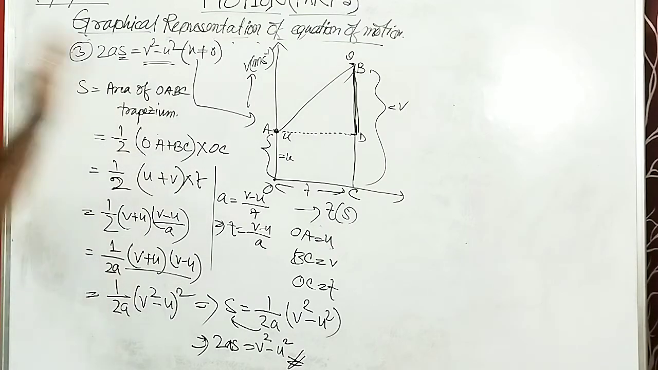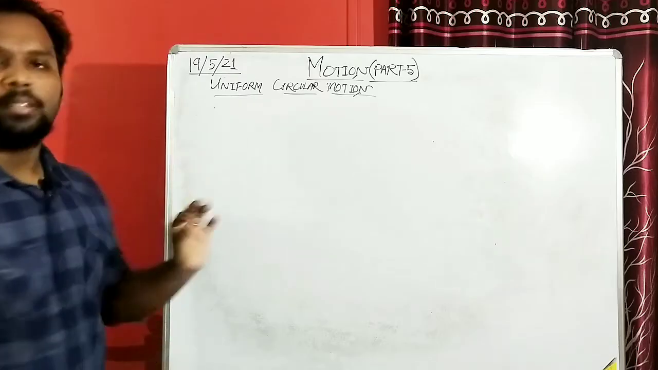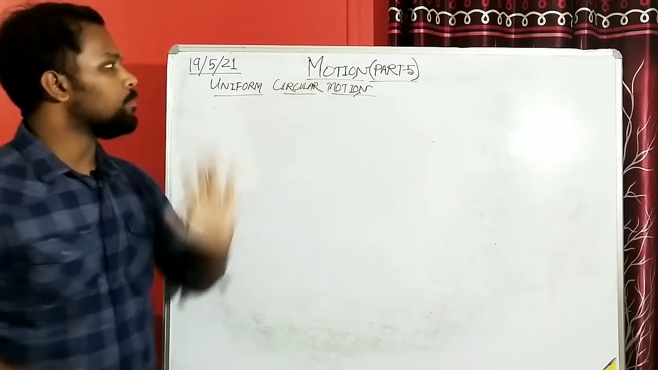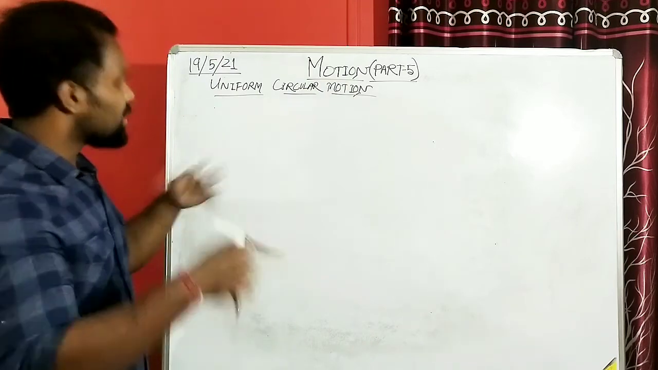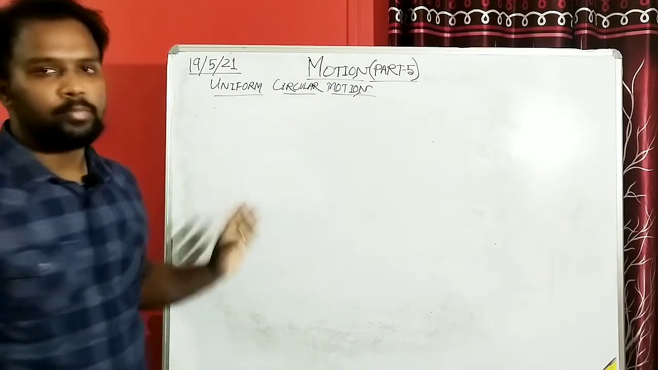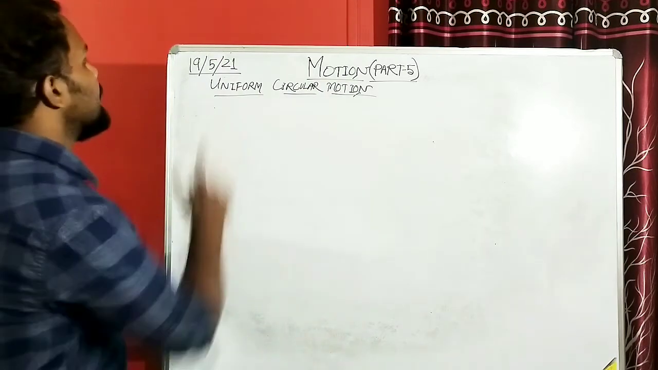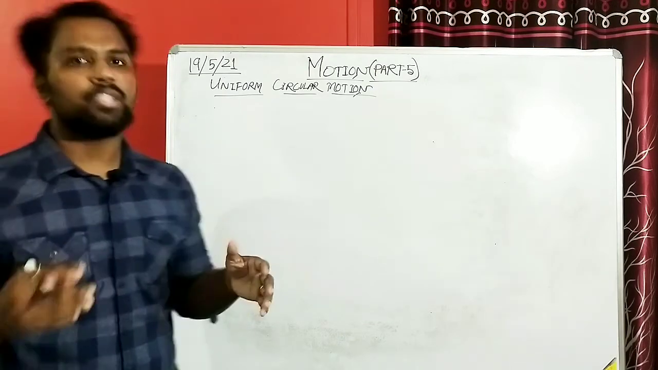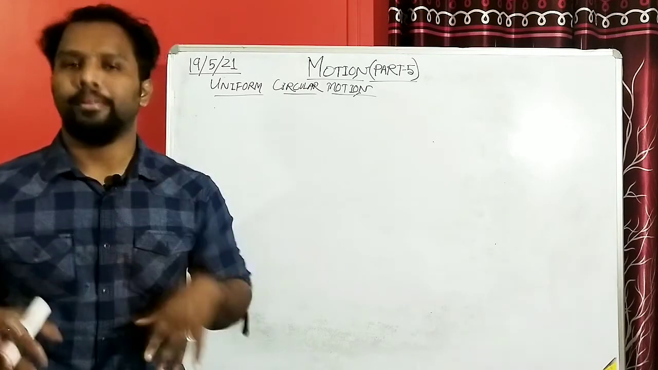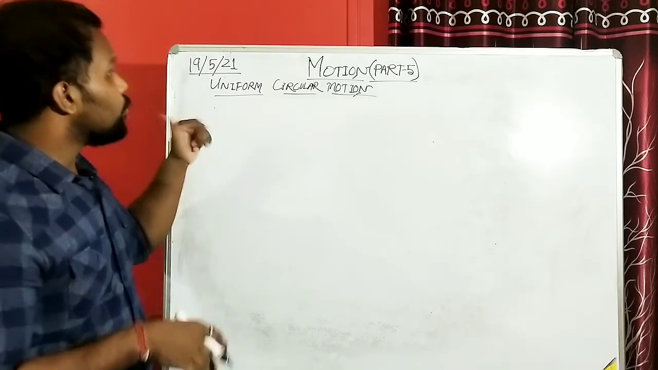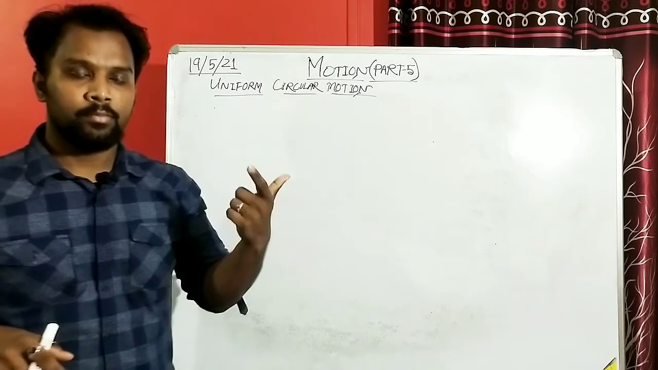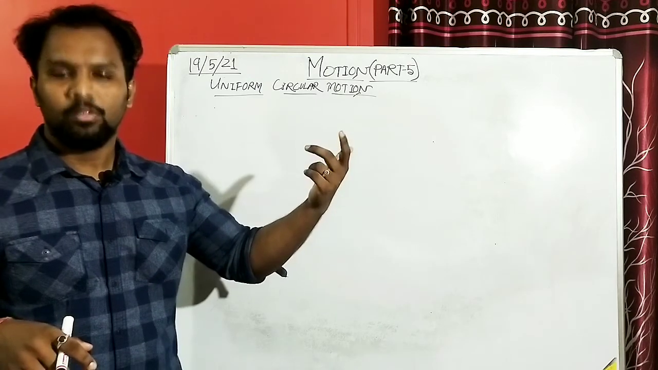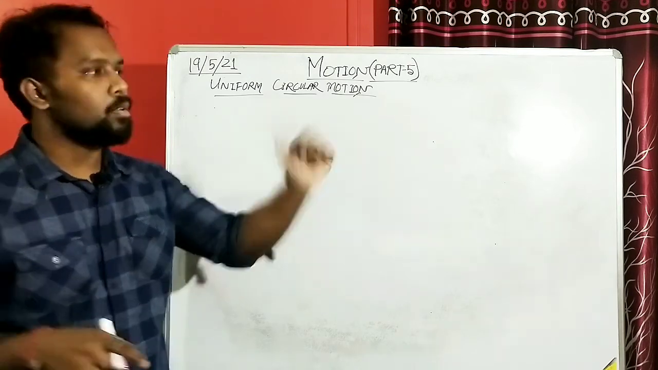Okay, now just write this down. This is our last topic of this lesson, motion part 5. You can see the motion lesson is going to end here. This is the end. And this topic is uniform circular motion. Till now, we have discussed motion in a straight line. Now we have to discuss what the motion or speed, and what the distance, will be in a circular motion.